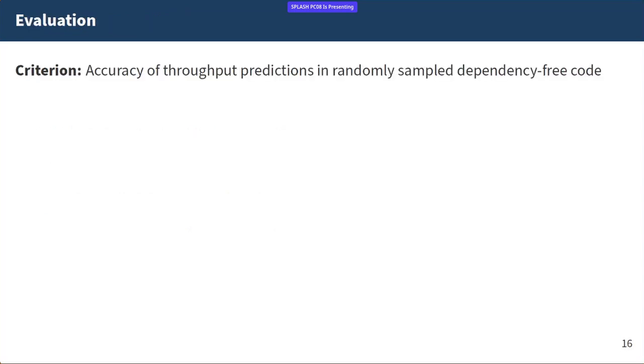Okay, so we implemented this in our tool, PMEvo, and we performed some evaluation. What we looked into was, if we infer such a port mapping and use it to predict the throughput for dependency-free basic blocks, which we randomly sampled, how accurate can we get?